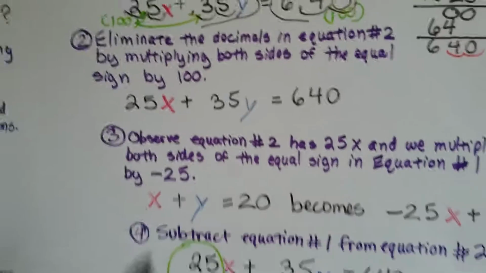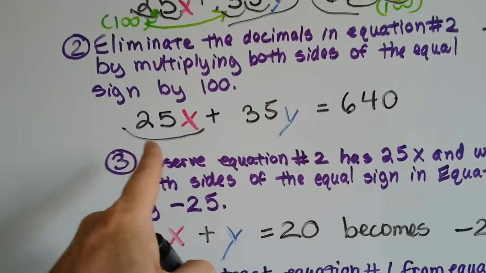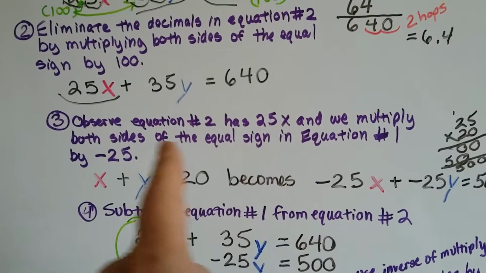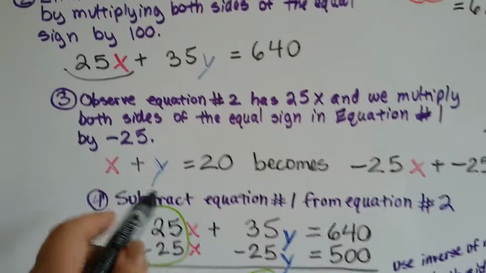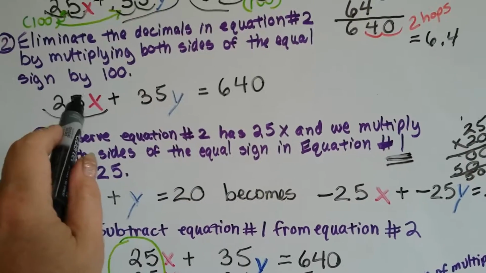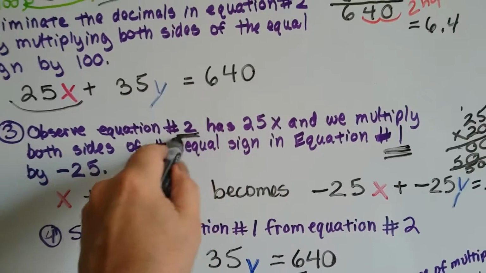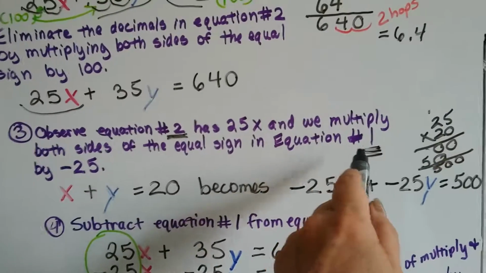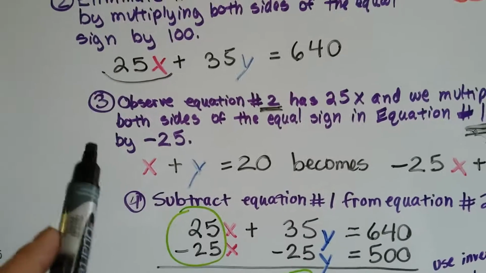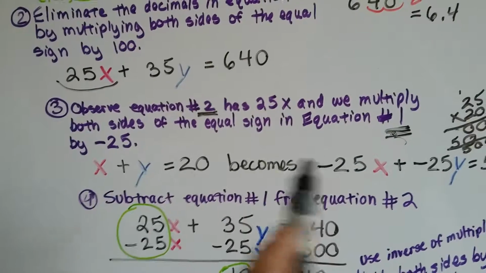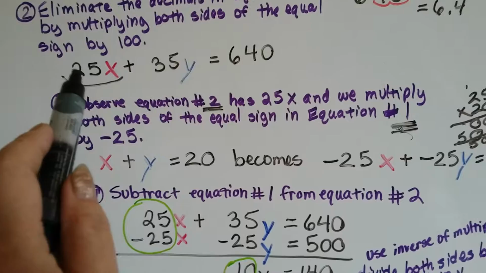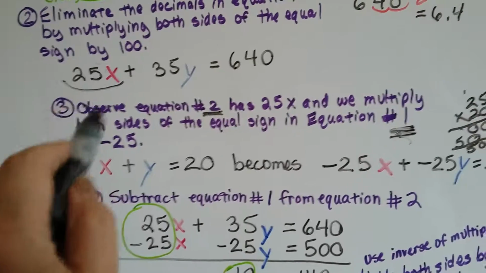We need to plan ahead. I noticed that equation number 2 has 25x here. So because equation number 2 has a 25x there, we're going to multiply both sides of the equal sign in equation 1 by a negative 25. This is planning ahead, okay? Can you imagine what's going to happen if I multiply this by negative 25? I'll get a negative 25x that when it's put underneath this, it'll get x by itself, won't it?